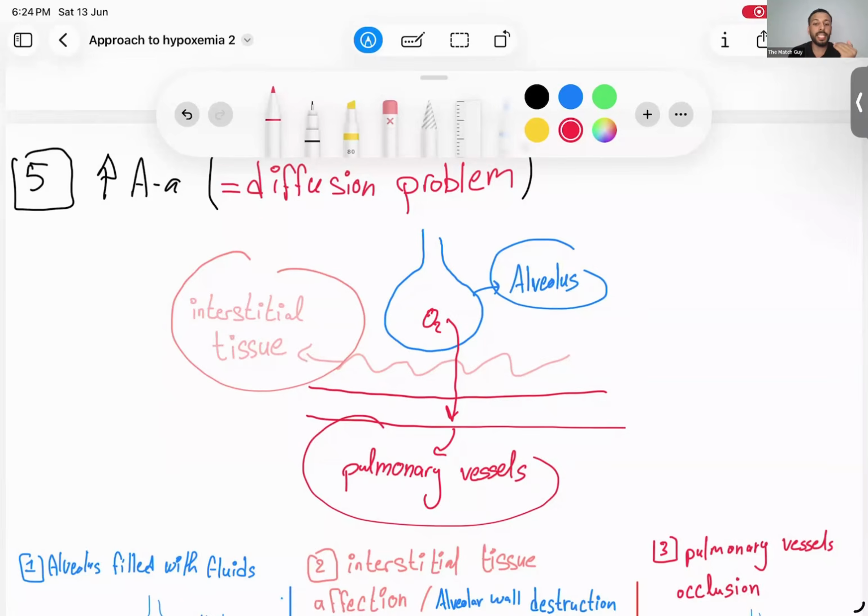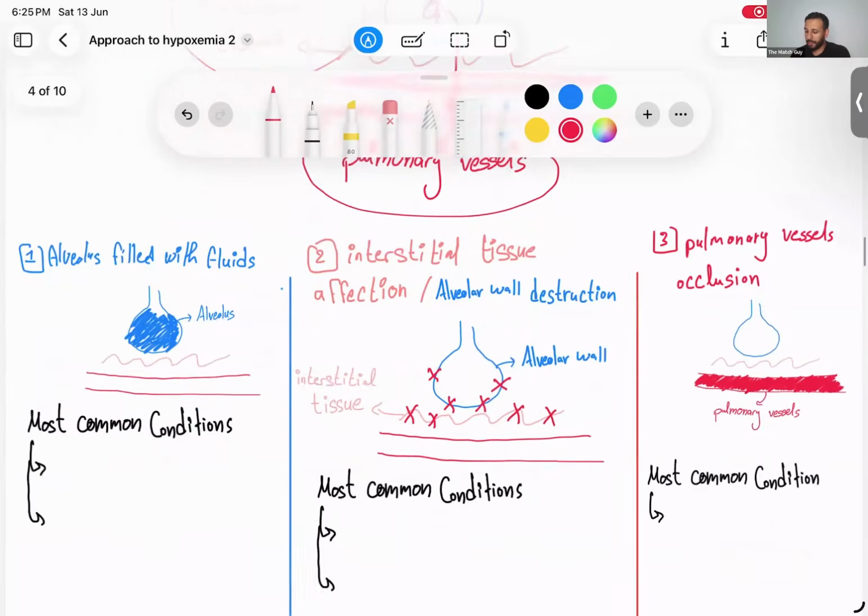They're gonna lead to an increase in the A-a gradient because there's less oxygen going from the alveolus to the pulmonary vessels. So there is a decrease in the partial pressure of oxygen in the artery, while the partial pressure of oxygen in the alveolus is the same. So the difference is gonna be higher. Okay. So let's talk about the first one.